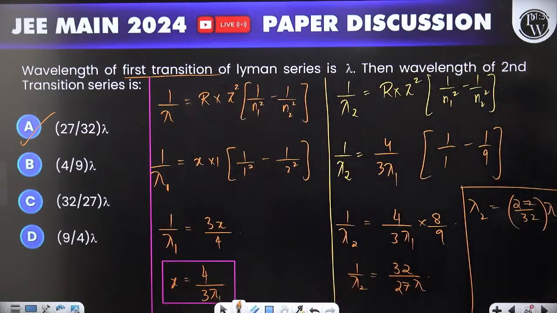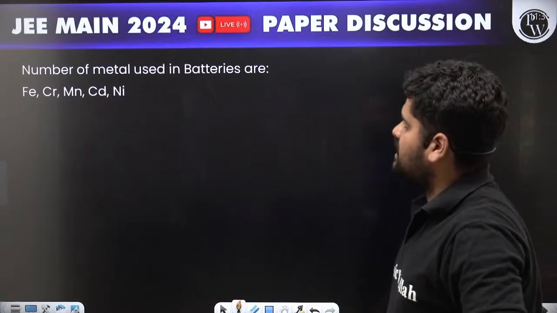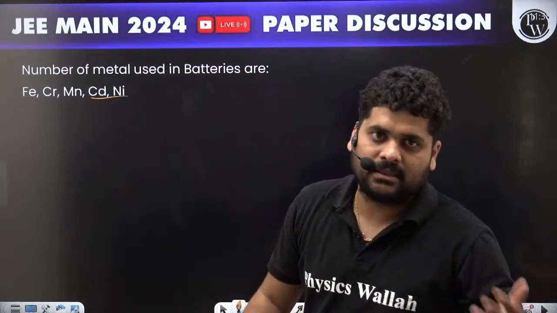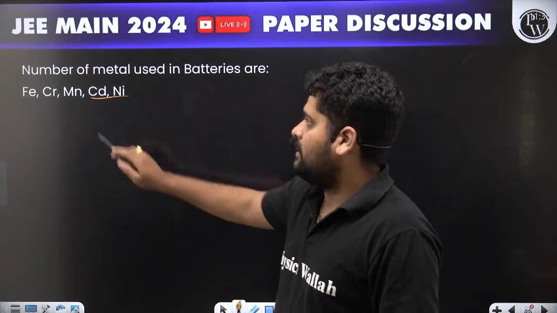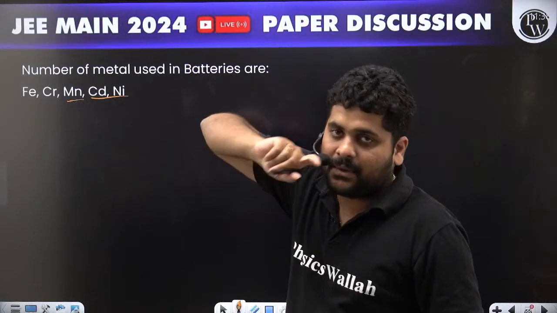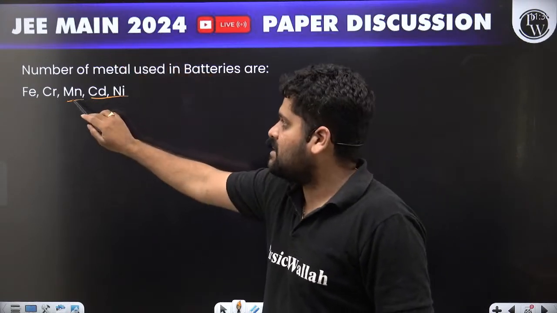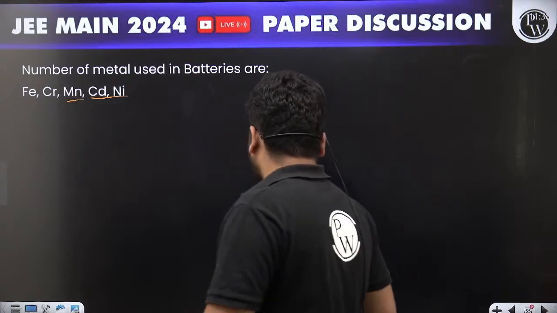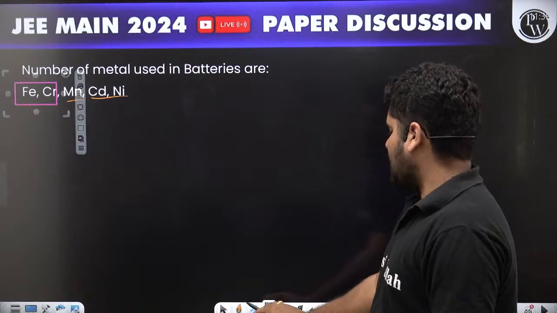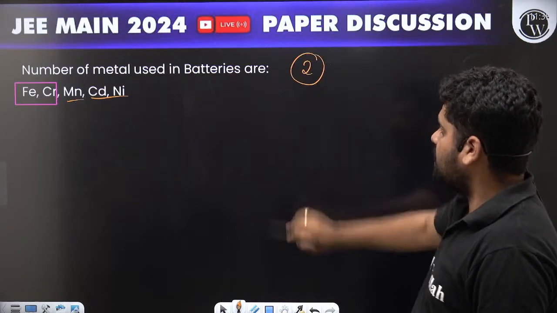Okay. Now, the next one. The number of metals used in batteries: nickel cadmium cell. This is again used in a battery. Next one, manganese. This is dry cell, primary battery, and this one goes for secondary storage, right? So these three are used. We don't have any use of iron and chromium anywhere in the batteries. So our correct answer for this question is going to be option number 2.